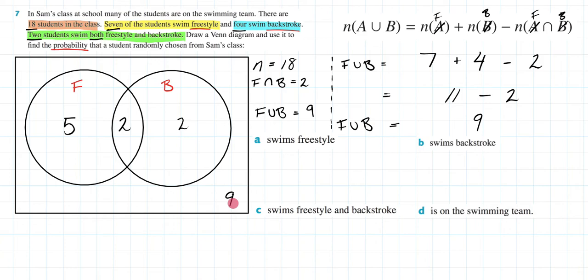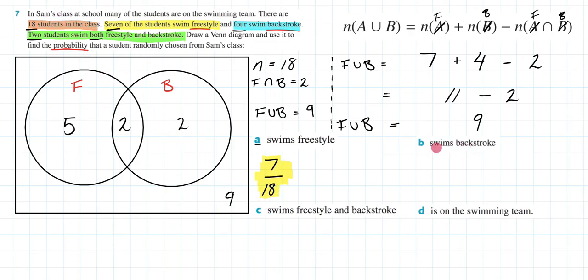All right, so that was all background information. Let's now get into the questions. So let's start with A, which asks us to find the probability of finding a student who swims freestyle. So we know that we've got 18 students in the class, and we know that 7 swim freestyle. And that can't be simplified, so that would be our answer. So the answer to 7A will be 7 out of 18.